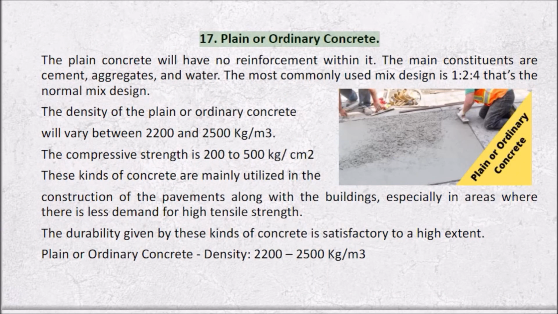17. Plain or ordinary concrete. The plain concrete will have no reinforcement within it. The main constituents are cement, aggregates, and water. The most commonly used mix design is 1:2:4, that's the normal mix design. The density of the plain or ordinary concrete will vary between 2,200 and 2,500 kg/m3.